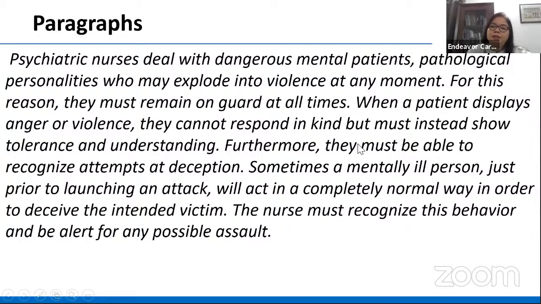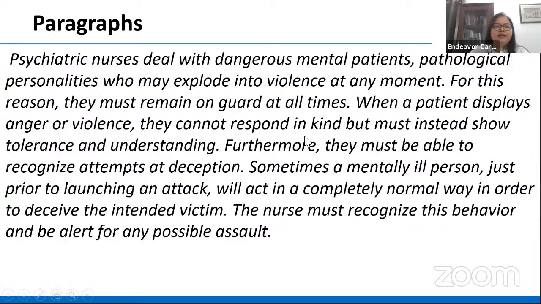And then I have descriptions of how patients can get dangerous. So I have the third line telling me when a patient displays anger or violence, they cannot respond in kind but must instead show tolerance and understanding. Furthermore, they must be able to recognize attempts at deception. A patient can sometimes try to deceive them. Sometimes a mentally ill person, just prior to launching an attack, will act in a completely normal way in order to deceive the intended victim. The nurse must recognize this behavior and be alert for any possible assault, right?